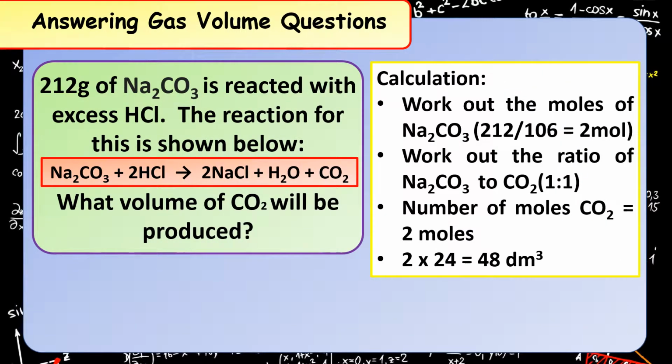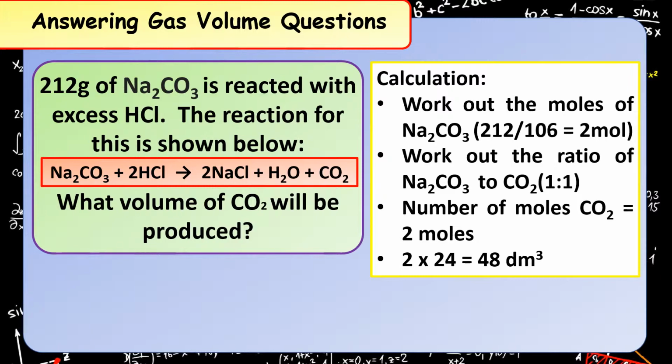The second calculation that I want to look at is where we're reacting 2 masses together. So in this question it says 212 grams of sodium carbonate is reacted with excess hydrochloric acid. If it says excess hydrochloric acid, it means that you don't have to worry about the mass of hydrochloric acid. The reaction is shown below.